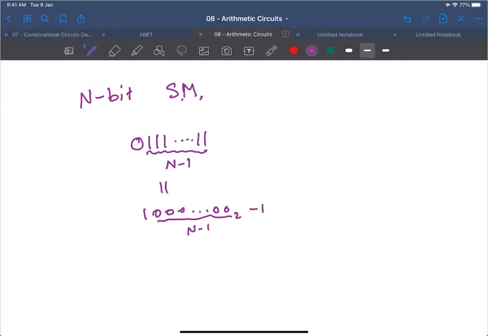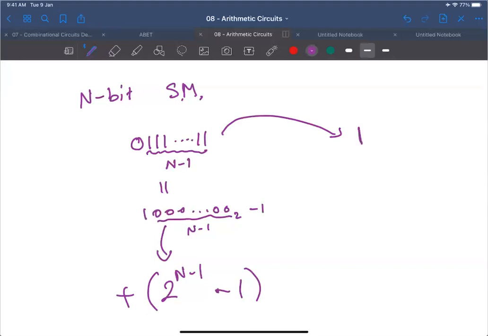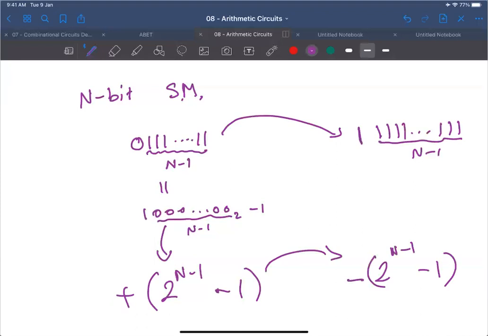Yeah, we get that. So what is this now? It's 2 to the n minus 1, so it's 1 followed by n minus 1 zeros, minus 1. That's what we get. It's plus 2 to the n minus 1, minus 1. And the negative counterpart will be the minimum. What is the negative counterpart? It's 1 followed by all ones, I have n minus 1 of them. And this is exactly going to be negative 2 to the n minus 1, minus 1. You get that?